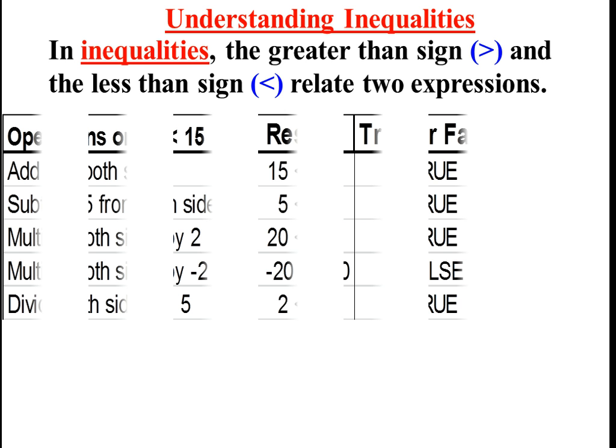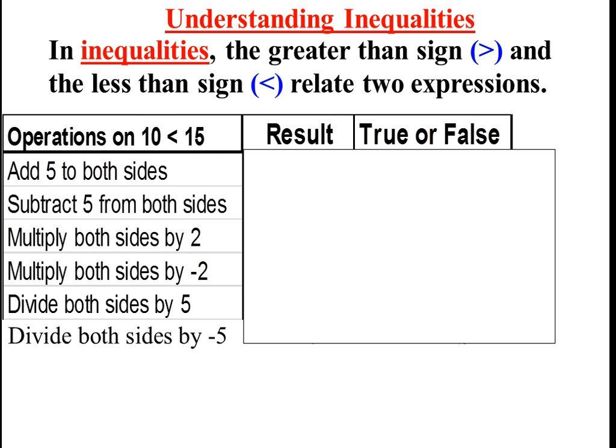So you've got this setup here. I want you to do the operations on both sides of 10 is less than 15. Always go back to 10 is less than 15 and record the result in the first column, and then state whether the result is true or false in the second column. So you're going to add 5 to 10 and add 5 to 15 and state the inequality. Then you're going to subtract 5 from 10 and subtract 5 from 15 and state the inequality. So I want you to pause the recording and do that for a few minutes and then come back and see the completed table.